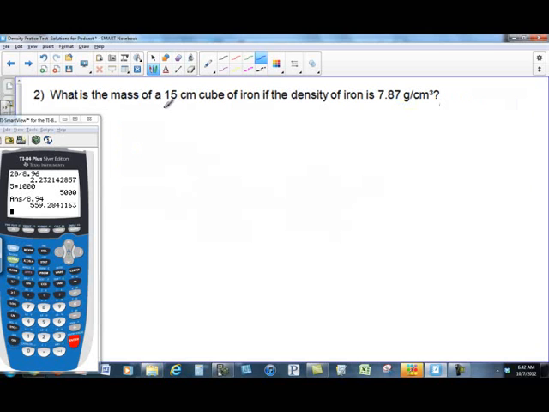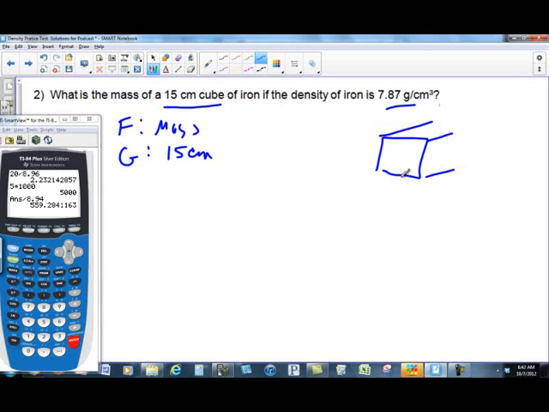What is the mass of a 15 centimeter cube of iron with this density? So we are trying to find mass, and we are given 15 centimeters as the dimension of each side of a cube. So I have a cube, which means length, width, and height are the same, and that same thing is centimeters, 15 centimeters in all 3 dimensions. Okay.